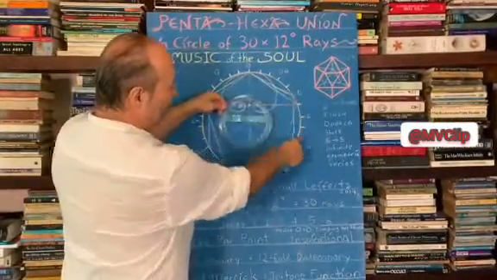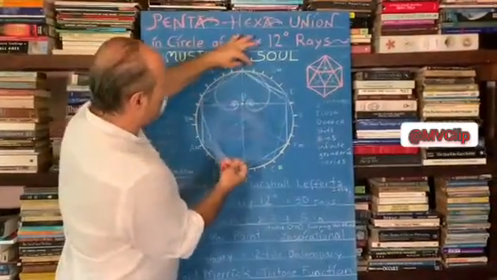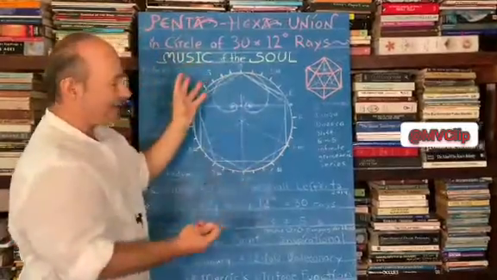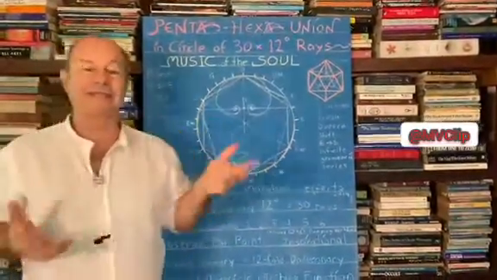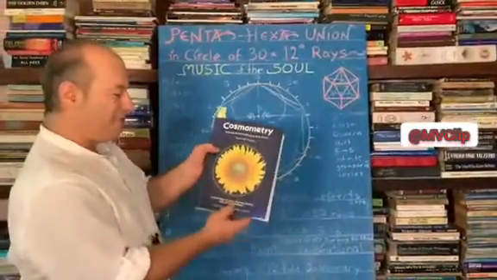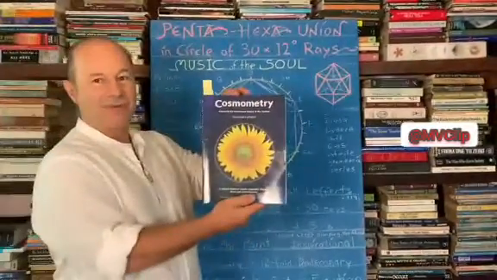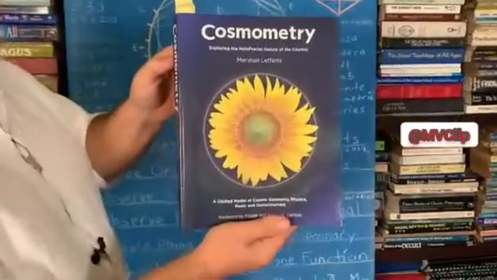If you counted all these little notches here, 30 times 12 degrees, each one of these is 12 degrees, another 12, another 12. And I'm going to relate all of this, how it combines effectively to make us understand music. So this lecture is a tribute to a colleague of mine in the USA called Marshall Lefferts, and he wrote this beautiful book called Cosmometry, done recently in 2019.